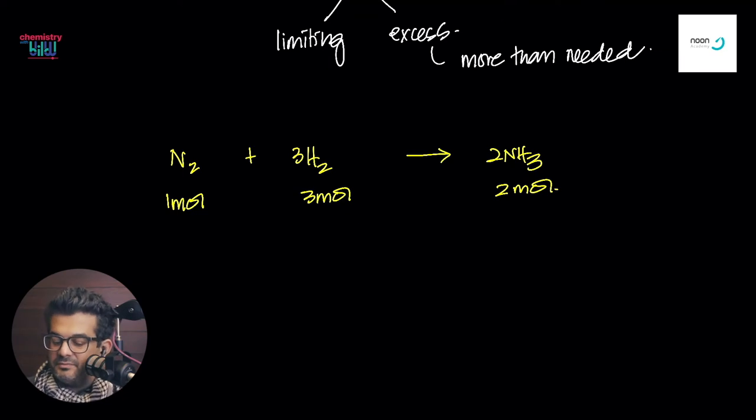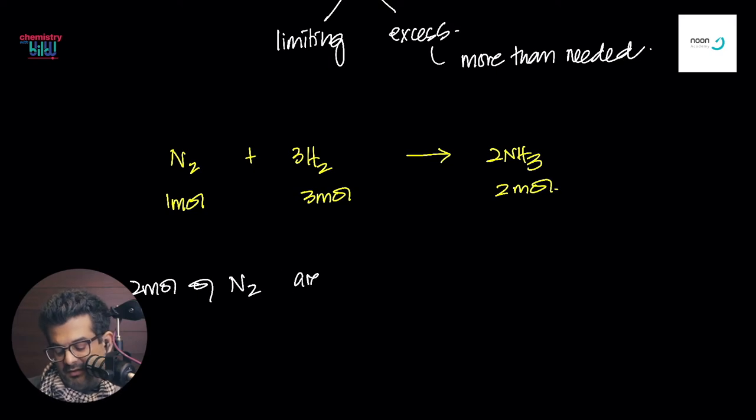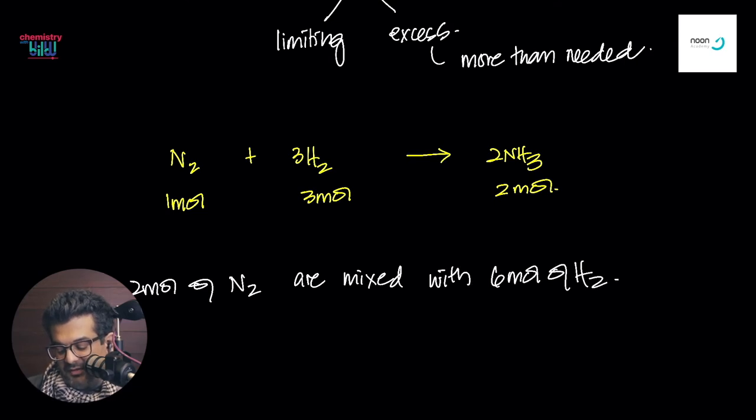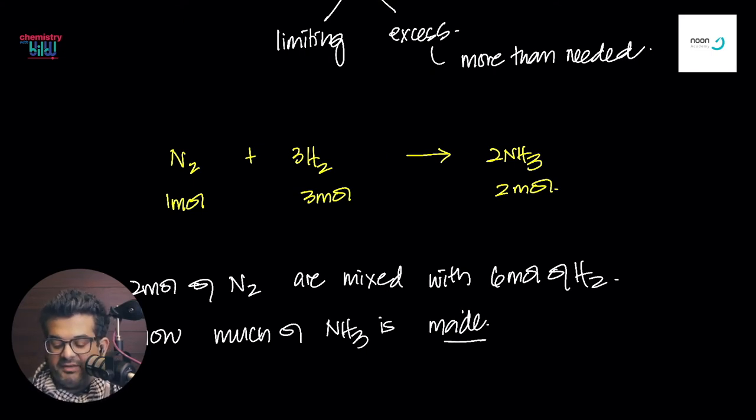Now, if I tell you that 2 moles of nitrogen are mixed with 6 moles of hydrogen, how much ammonia is made? Obviously I am only talking about moles, so the only thing that matters to me is the ratio, meaning step number two, because step number one is converting a quantity into moles and step number three is converting the moles into quantity like mass and volume. I don't want that in this particular question. What do I need from you?